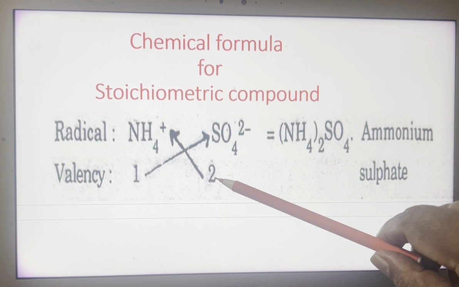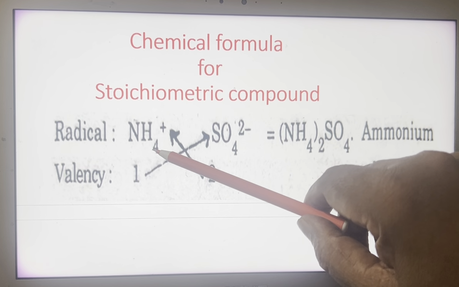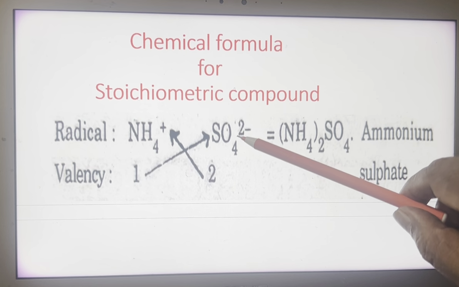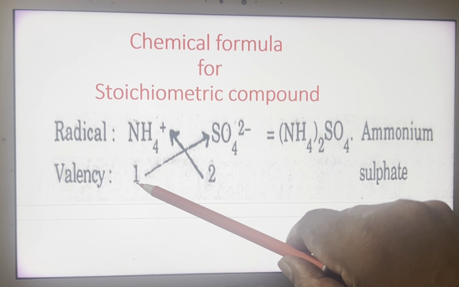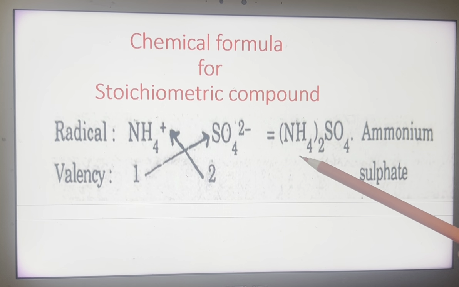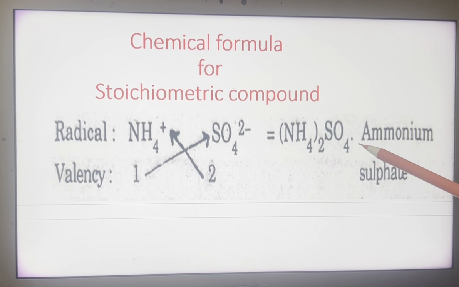The crisscrossing. The 2 valency is written at the bottom of the NH4 plus as a subscript. And under sulfate, you have to write the valency of NH4 plus at the bottom. So NH4 twice, SO4 1. 1 need not be written. So (NH4)2SO4 is the formula of ammonium sulfate. SO4 of 1 you have to write, but the 1 can be neglected, so you need not write it.